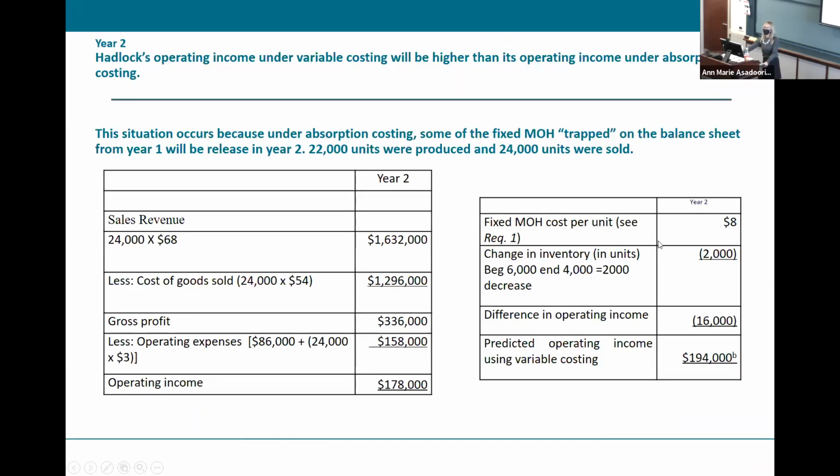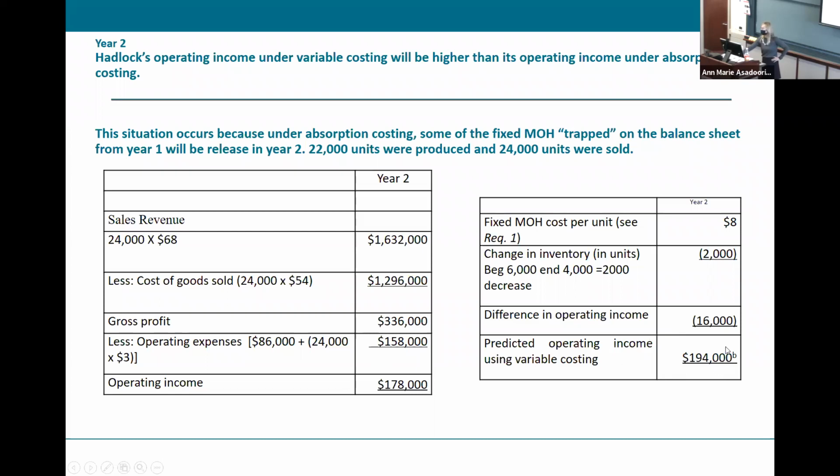So I look at the change in inventory beginning to end, multiply it by the fixed factory overhead. The difference is $16,000. So I know that I'm going to add that to my net income, my absorption net income, because I know I have more expense in here. So I'm going to add that to the 178, 16 plus 178. And this is my projection for net income under variable costing.